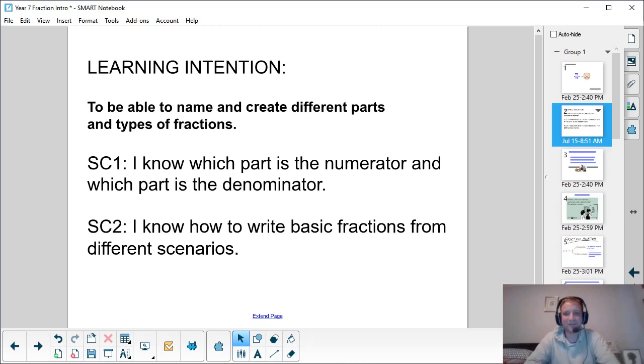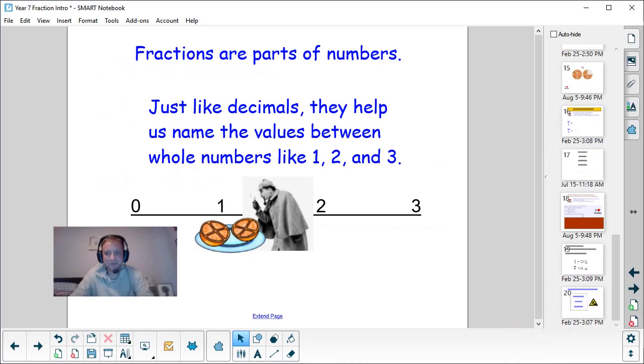So to be successful today, you've only got to be able to do 2 things. The first thing you have to know how to do is name the numerator in a fraction and name the denominator. You've got to be able to tell the different parts of a fraction apart. And we're going to give you some basic written scenarios, and you've just got to write down the fractions from those scenarios. Pretty straightforward.